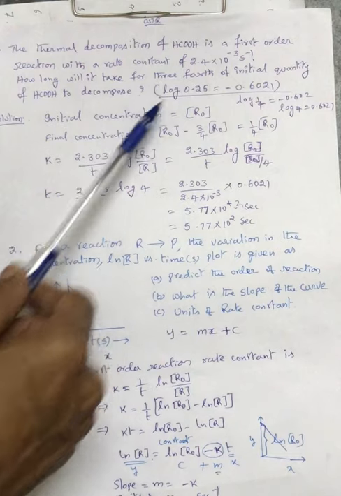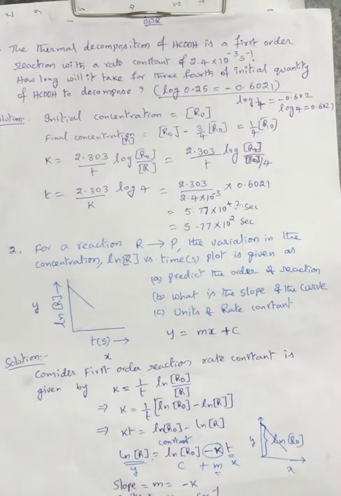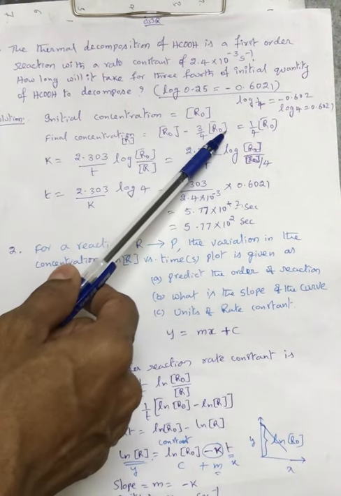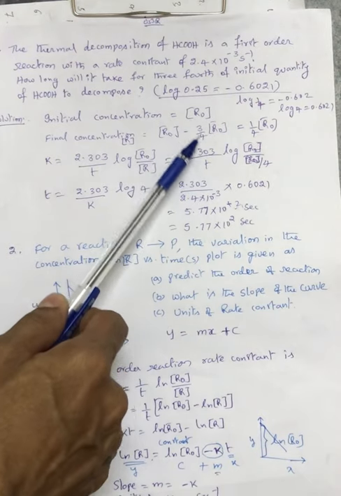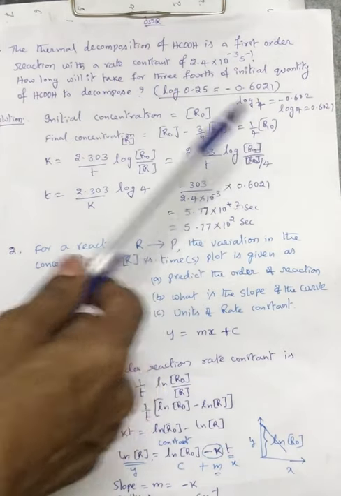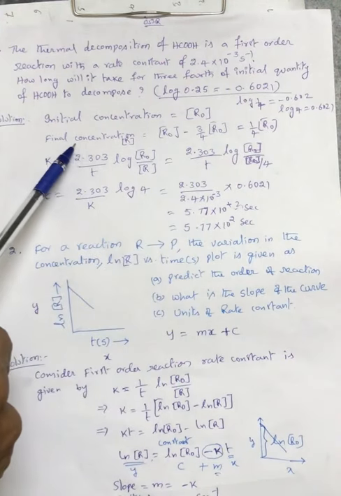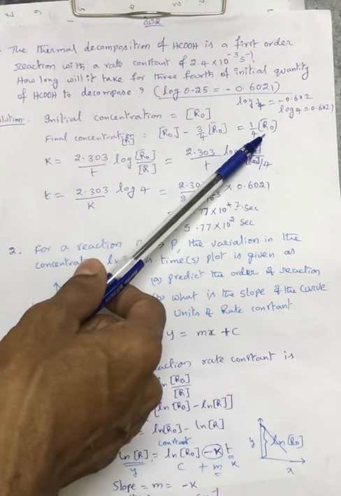They asked us to find the time for 3/4 of the initial quantity to decompose. That is, 3/4 of the initial quantity is decomposed. So from the initial concentration you have to remove 3/4 of the initial concentration. That much is decomposed. Once 3/4 is gone, how much will be left over? 1/4 of R naught will be left over. So this is the final concentration. Now you know the initial concentration, and only 1/4 of it is left at the time t. That is the time we need to find out.